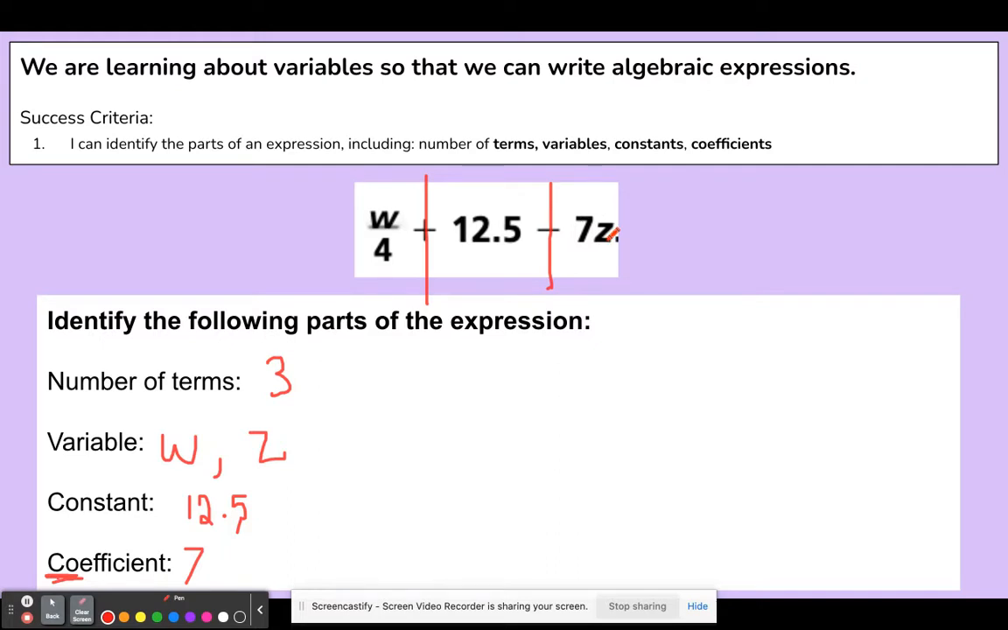Okay? And that, my friends, is how you identify parts of an algebraic expression. So we are going to practice with a Pear Deck.